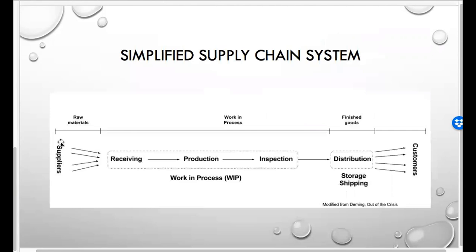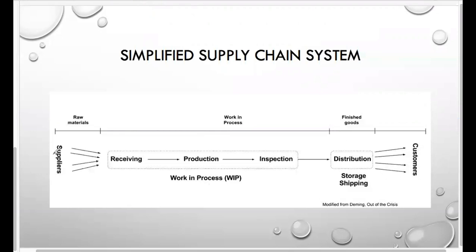Okay, and then, as I mentioned earlier, real quick, simplified supply chain system. So we have the suppliers, which provide the raw materials. This aligns with one of the diagrams in the chapter where we have work in process. So work in process is your receiving, production, and inspection, and then distribution is your finished goods, and it goes out to the customer.